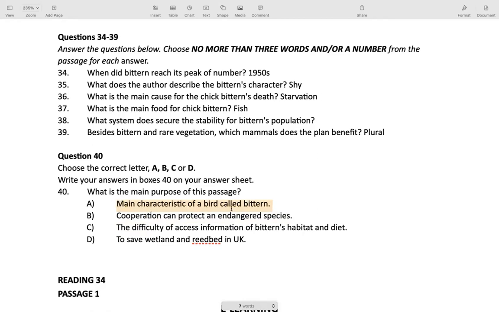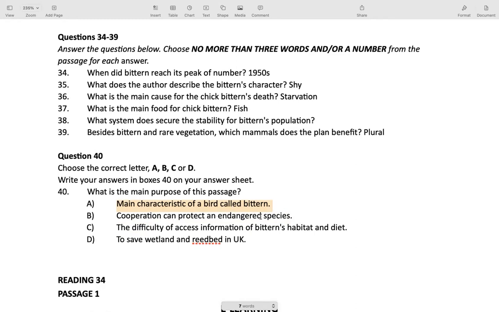No. Was the main characteristic mentioned? Yes. What was the main characteristic? Booming. Booming, but it was mentioned only in the first paragraph, only in one paragraph, not in all the paragraphs. So this cannot be the answer.